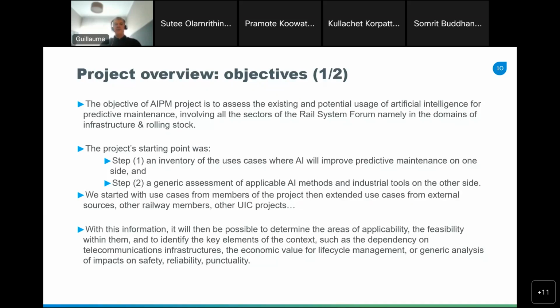The economic value of the lifecycle management, or also some generic analysis of impacts, which is mainly on safety, reliability, and punctuality, because we should find the right balance between the reduction of costs and the maintenance of the safety of the whole railway activity.